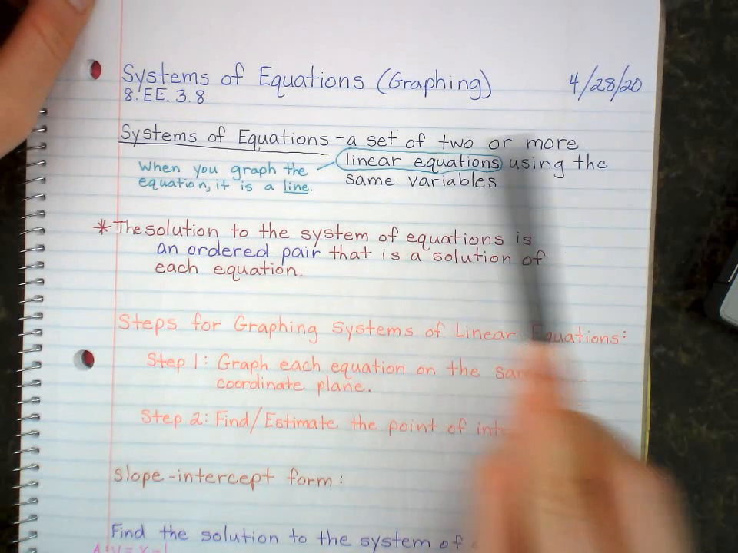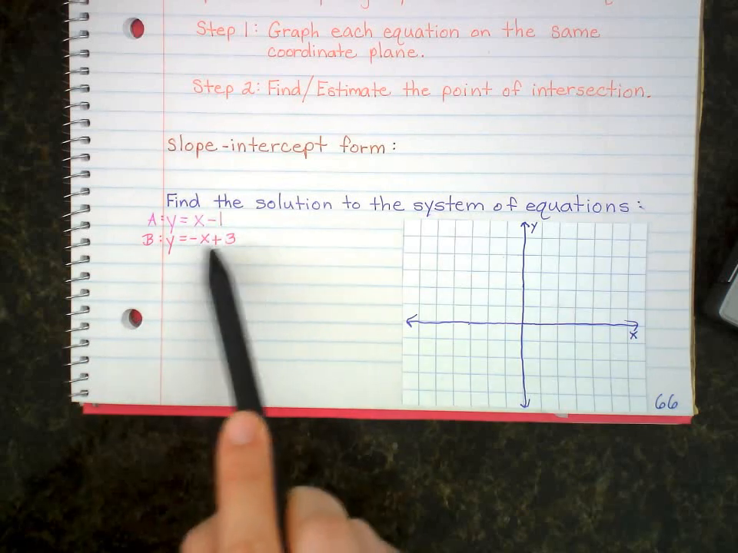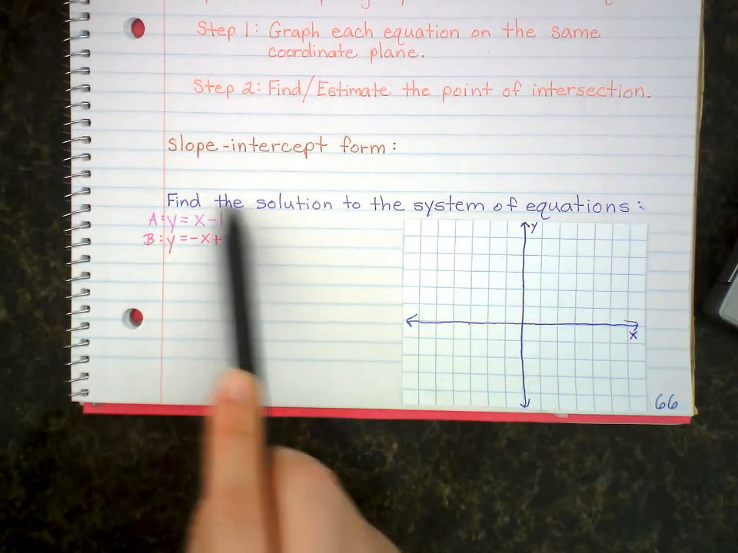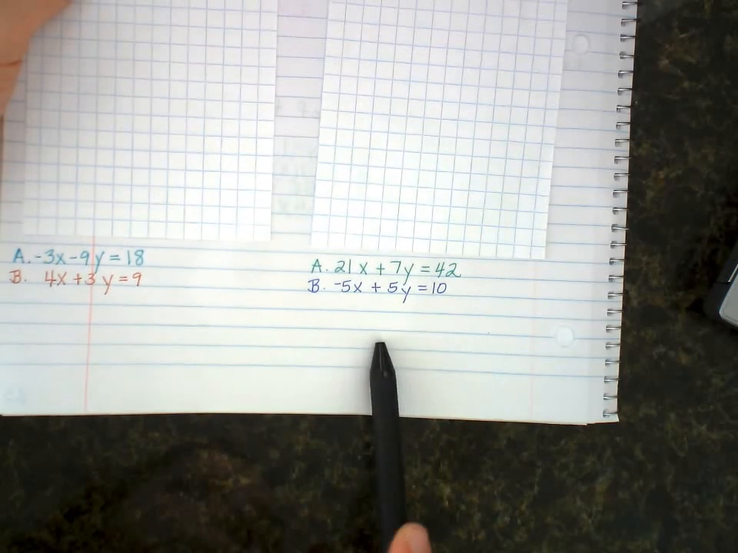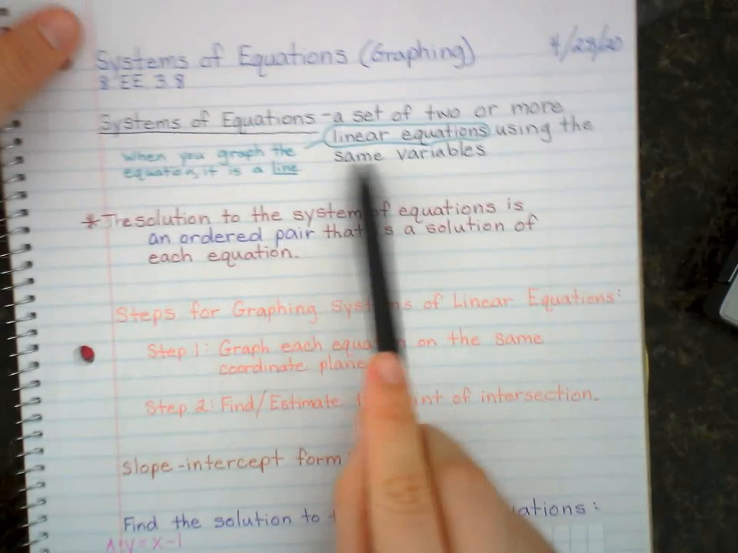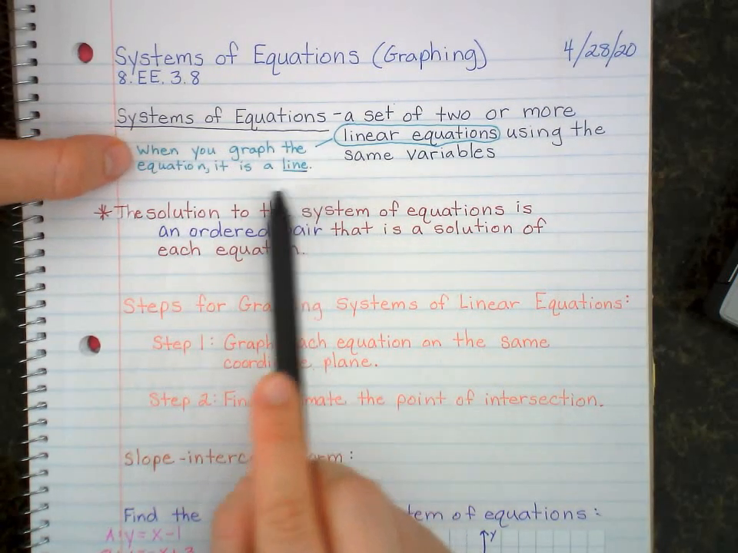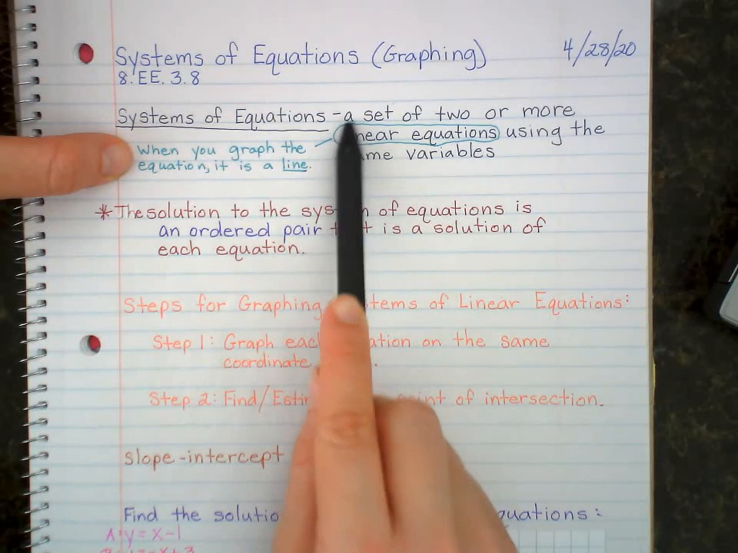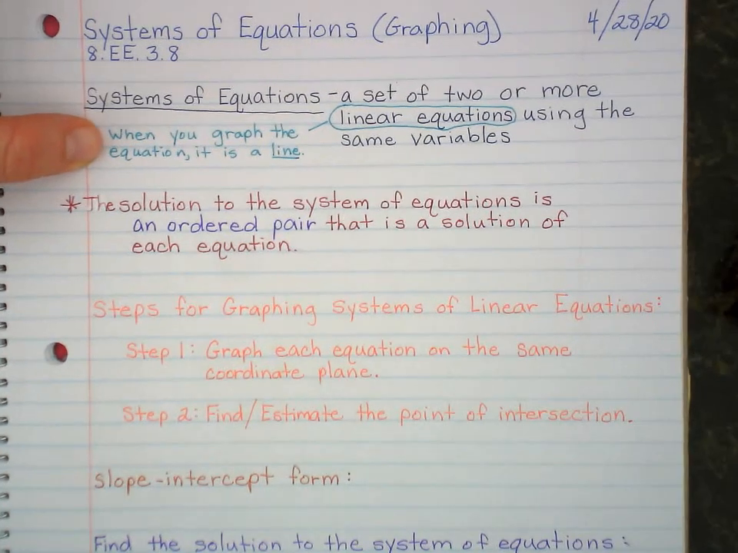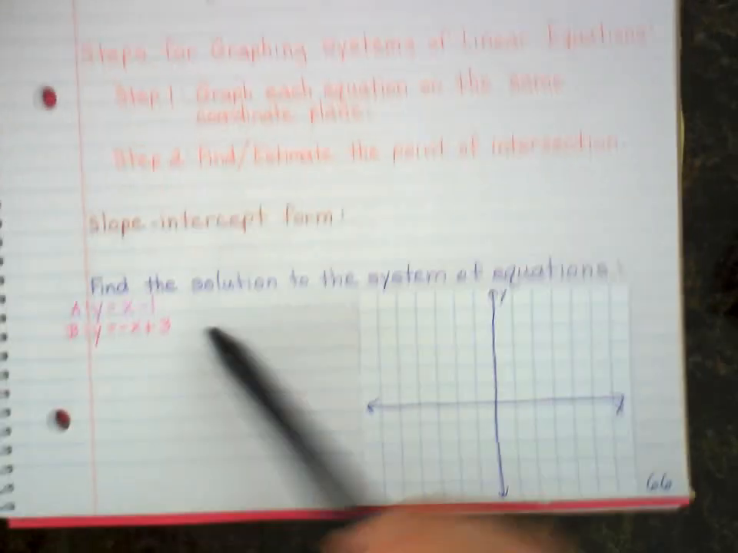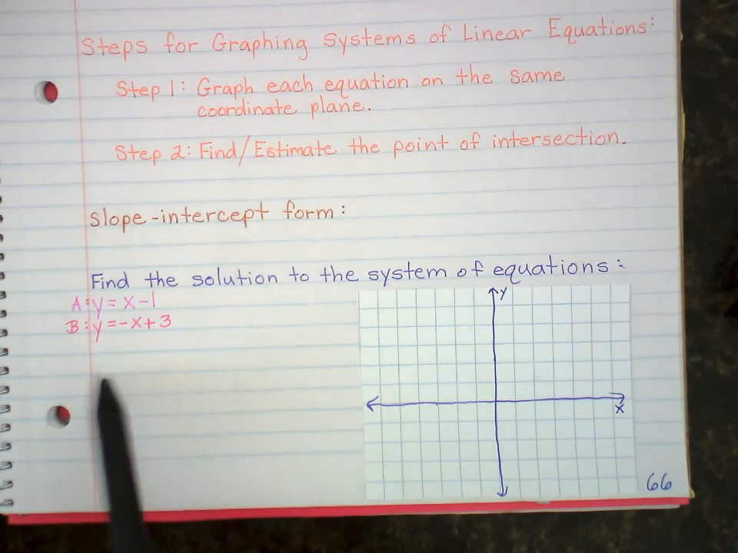So it's a set of two or more linear equations. So you're going to have two different linear equations, equation A and equation B. Sometimes it'll be in slope-intercept form. Sometimes it'll be in standard form. Now, remember, linear equations are equations that when you graph them, it's a line. Linear line. So these are going to be straight lines that we're graphing. And they both have the same variables. Both equations have x and y.